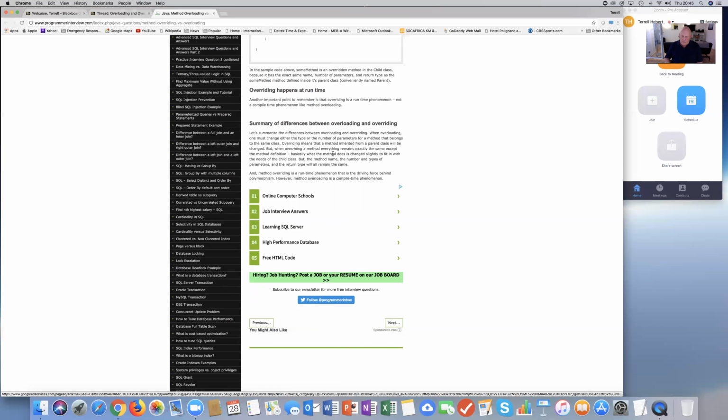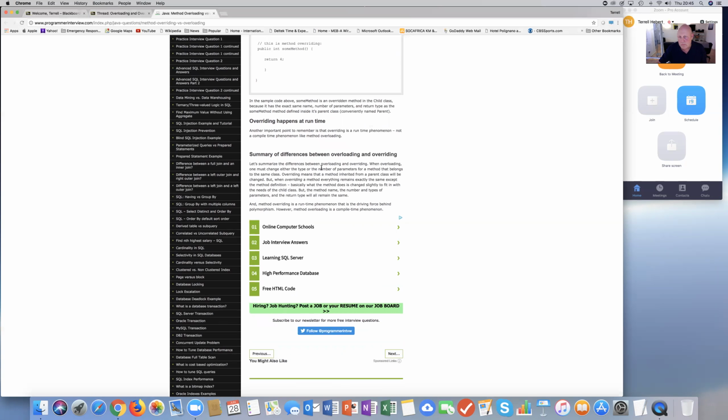And method overriding is a runtime phenomenon that is the driving force behind polymorphism. However, method overloading is a compile time phenomenon. So method overloading is done at compile time. So this is the first discussion that we're looking at for this week for Unit 1, Week 1, Module 1.